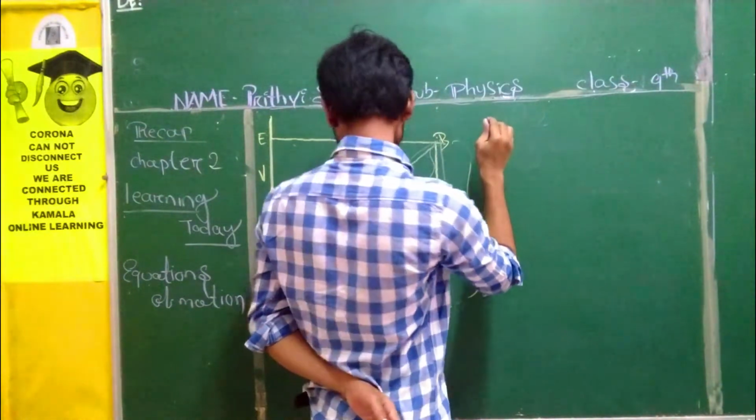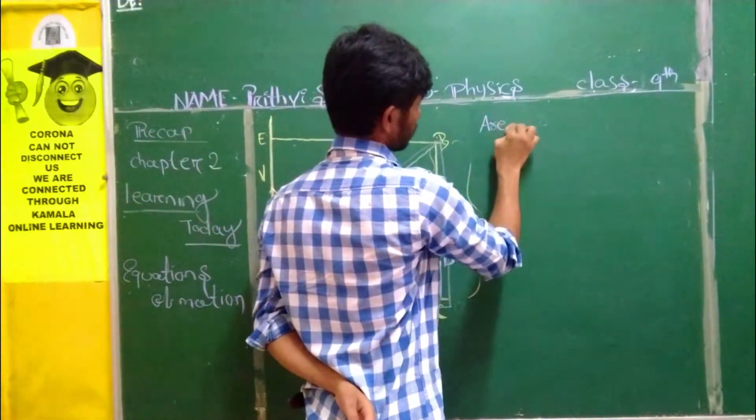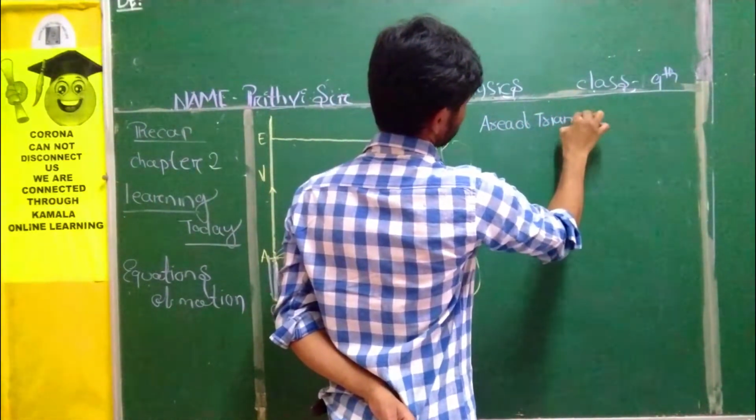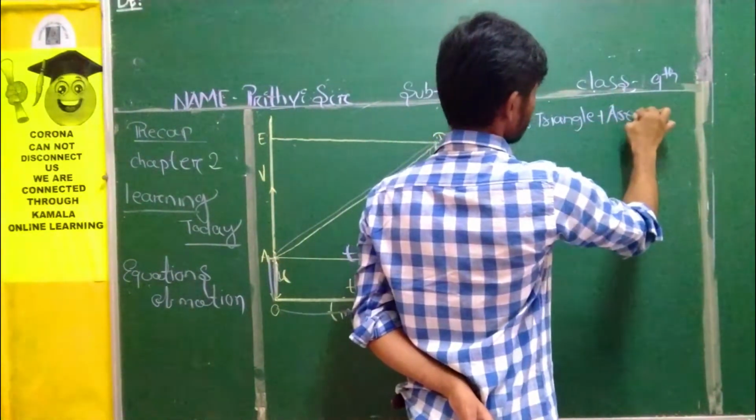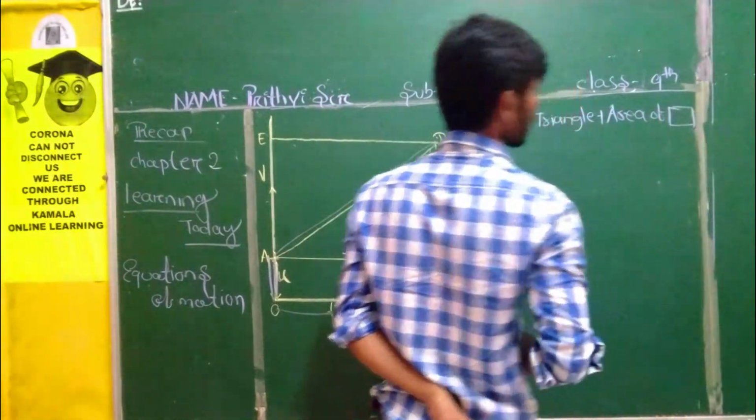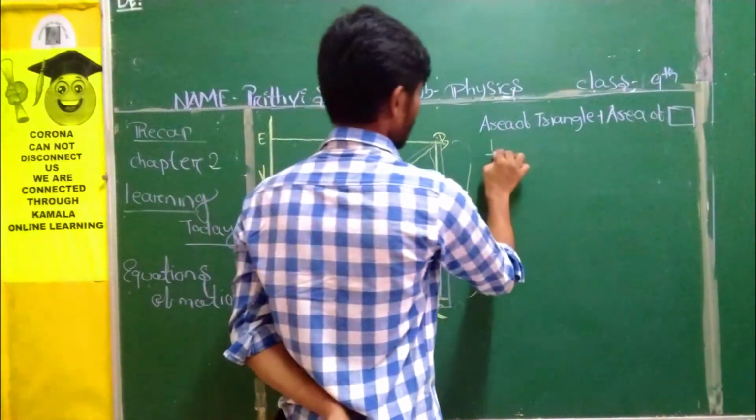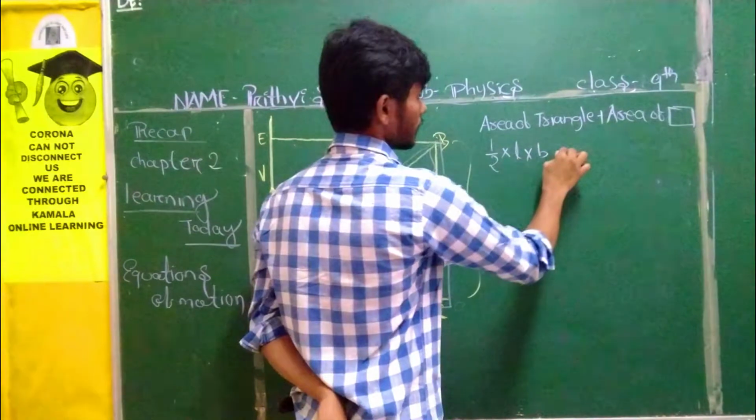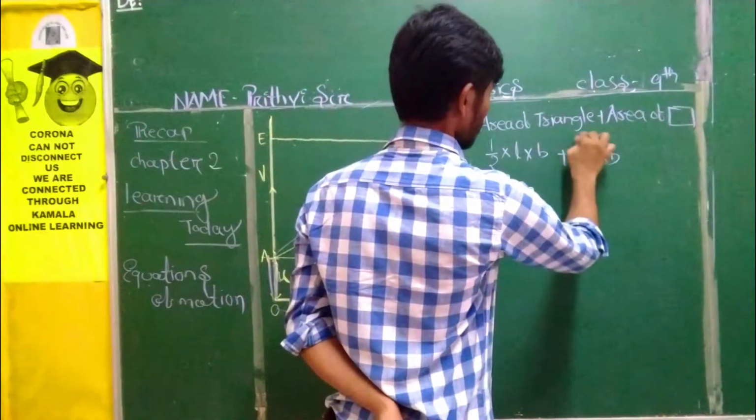Now here, suppose I'll write area of triangle plus area of, I don't have space, so I'll do this one as rectangle. Area of triangle and area of rectangle. Area of triangle is half into length into breadth plus what will be this one? Length into breadth, right?